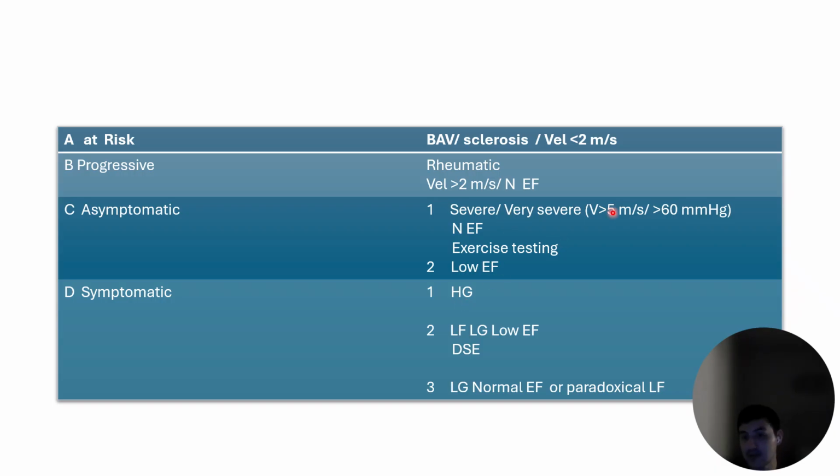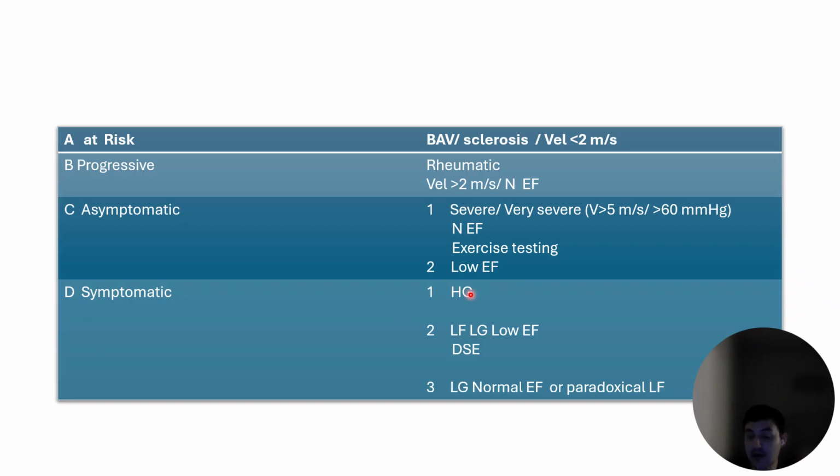If you have very severe, more than 5 meters per second, more than 60 mean gradient, you also perform any valve replacement that you want. If it is low EF asymptomatic, then you have to prove symptoms and prove that it's severe enough. Why is that? Because most of the time those people are not very active. For example, they're 70, they don't have a very active life.